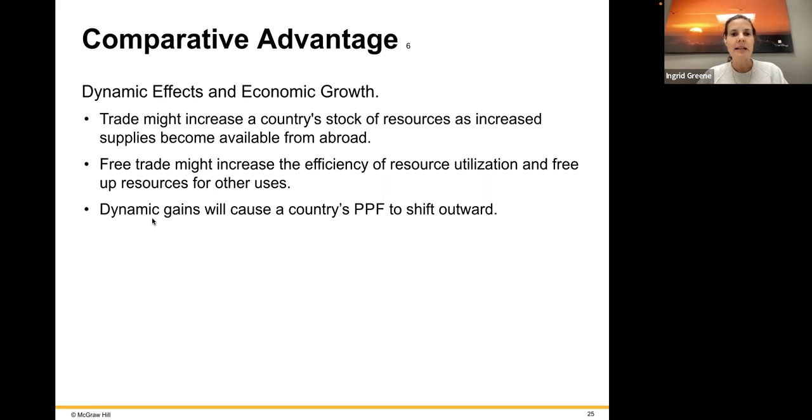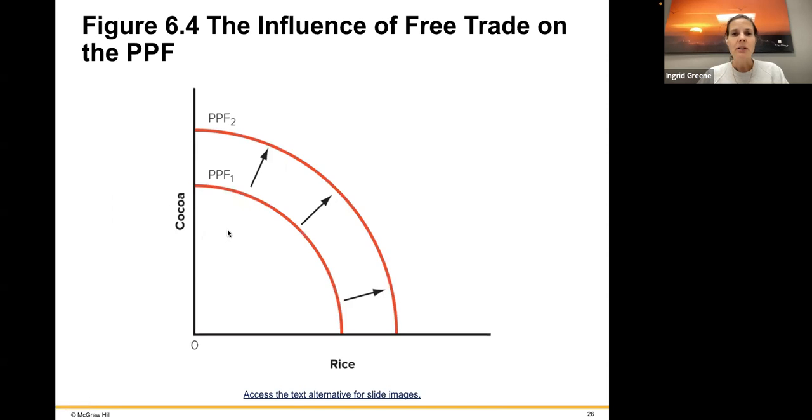And the last one is that dynamic gains will cause a country's PPF to shift outward, and that's what the next slide shows. We also speak to new technologies that show up, because a company might be so focused on the production of a particular good, and they might invent a new technology to help them become even more efficient. So that's what this shows, that the PPF can even grow outward, and this can stimulate further growth.